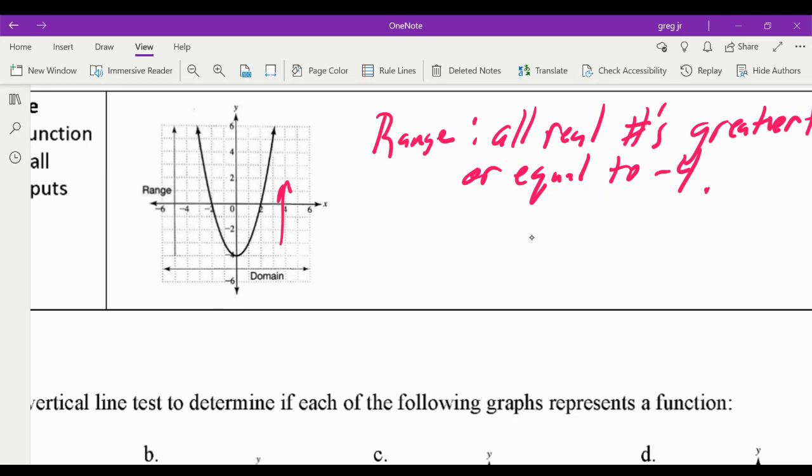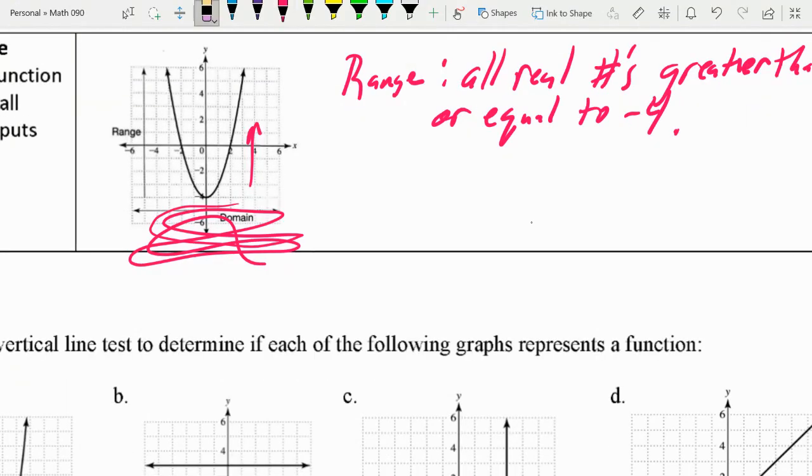This graph, you notice there's nothing down here. There's nothing down here for this graph. It starts down here at -4. There's nothing lower than -4. So that's why this one is all real numbers greater than -4.